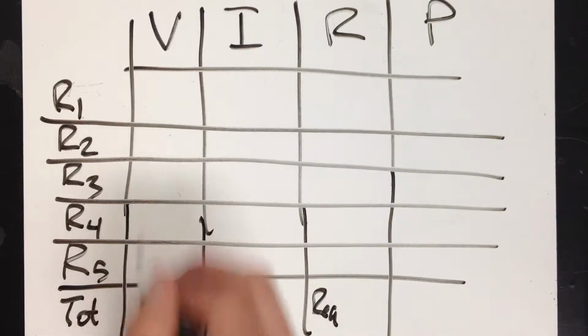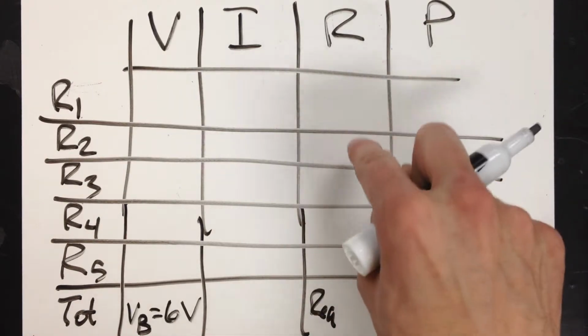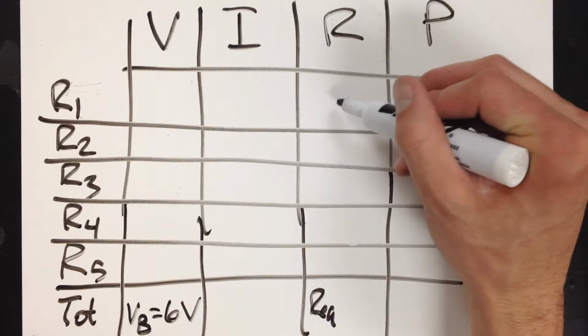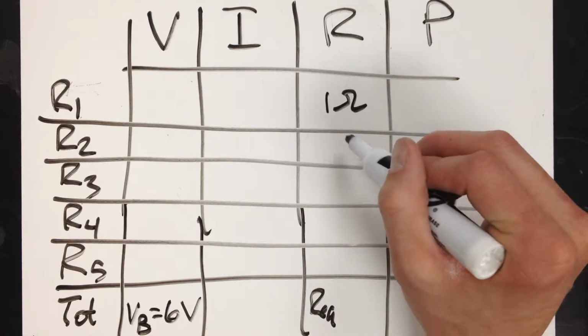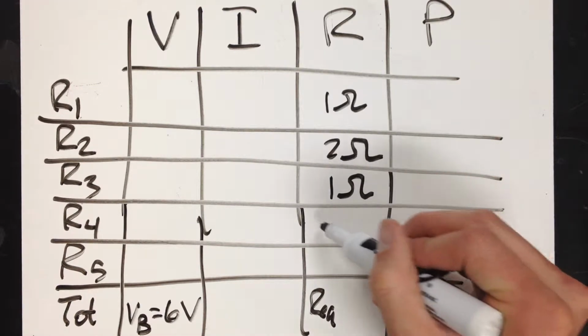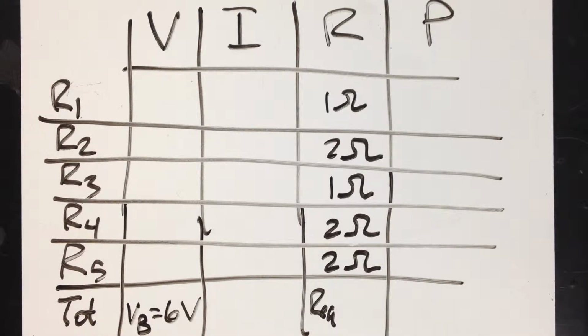This would be the total voltage for the battery. Now, this is something that we already know. I know that the total voltage is going to just be the voltage of the battery, which is 6 volts. Now, I know each resistance value, so I can go ahead and put that in there. So R1 is going to be 1 ohm, R2 is 2 ohms, R3 is 1 ohm, R4 is 2 ohms, and then R5 is 2 ohms.